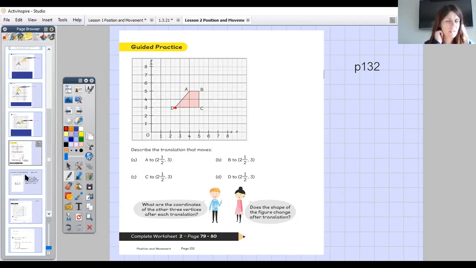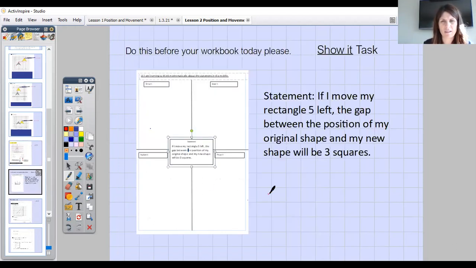So once you've done that for me today, don't move onto your workbook yet. I would like you to have a little go at this. This is your show it task. Now, we've had a little go at using these, but so far we've only used these with number. And I thought, do you know what? There's no reason why we can't have a go at using this for shape. So I've put a statement in the middle. Now, you don't have to print this off. You can just write the titles in your books, the headings, show it, draw it, explain it, and prove it. So you don't have to print this off if you don't want to.